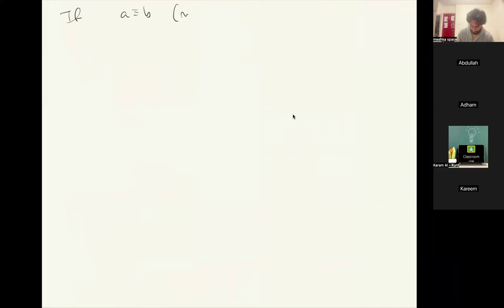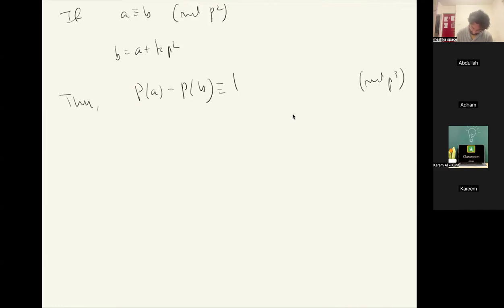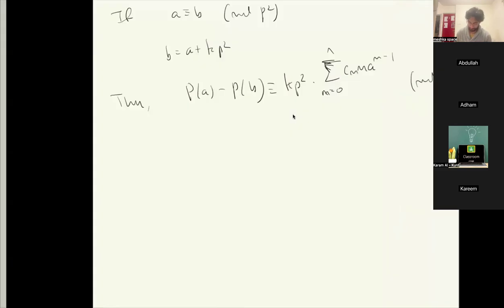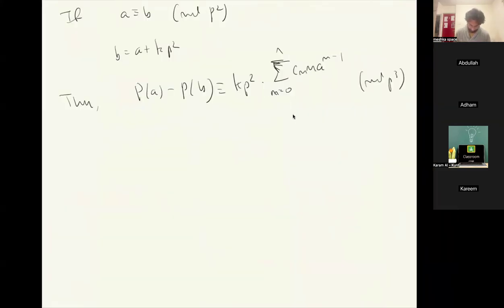If a is congruent to b mod p squared, in particular you can write b equal to a plus kp squared. Then the difference between p of a and p of b, when we consider mod p cubed, is equal to kp squared times this sum, the sum from m equals 0 to n of c_m m a to the m minus 1. And now we want to show that this is not 0.